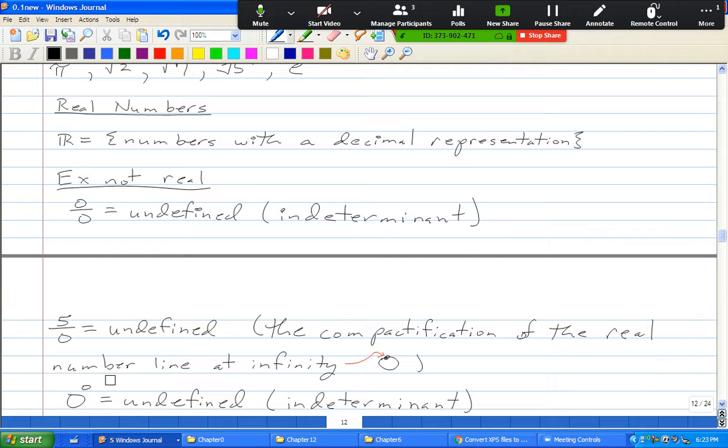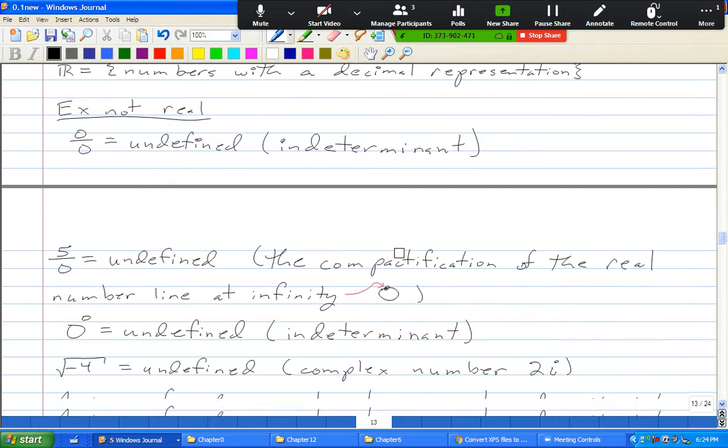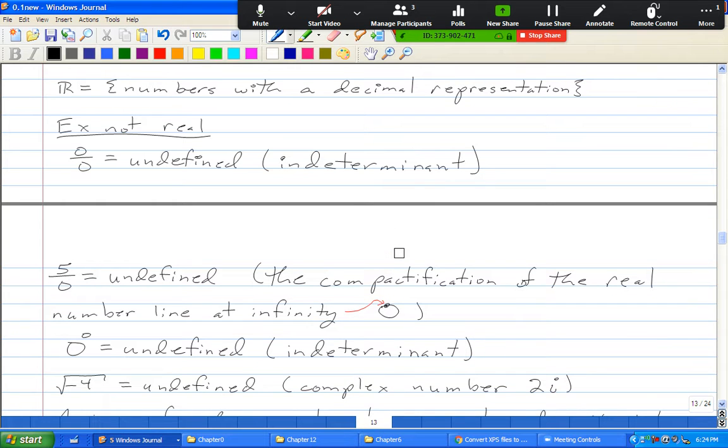So what's 0 to the 0? Well, it's somewhere between 0 and 1. So again, this is undefined, and again, it's indeterminate. There's an infinite number of differing values that it could take if you try to define it. Next, the square root of a negative number, like the square root of -4, that's undefined today.